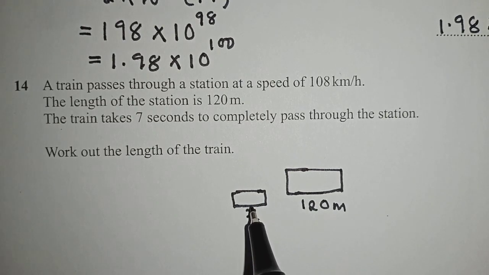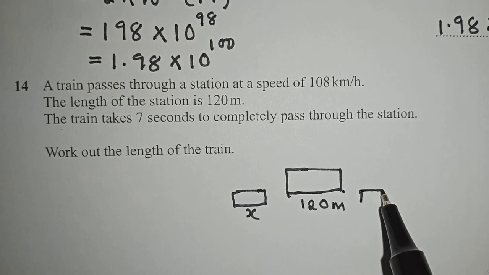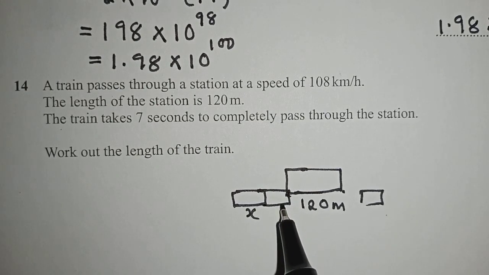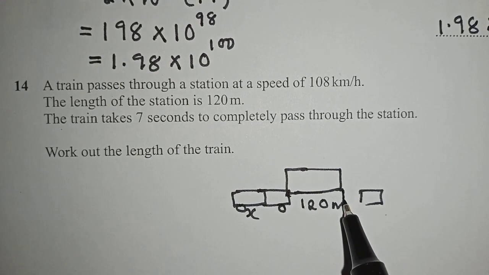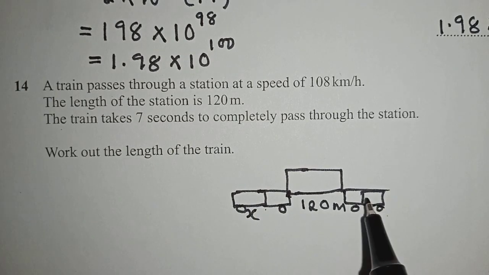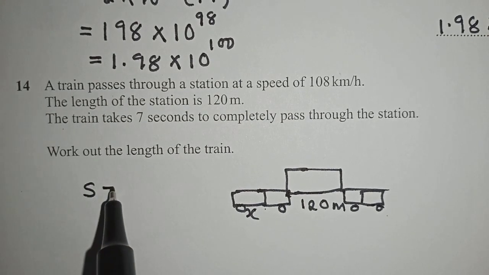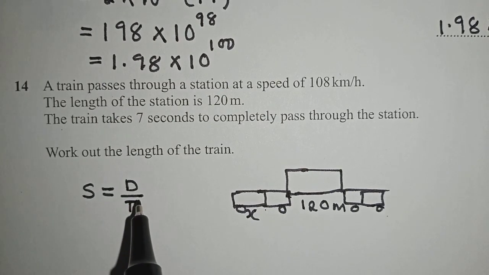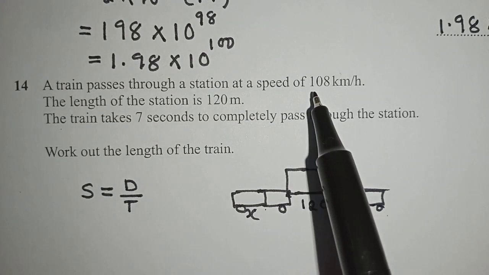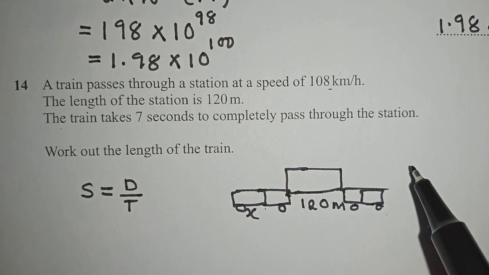So the train must cover this distance, and it goes there. So it's covering this distance, from here. Let me say this is a train, and here also this is a train. So this train will move from this point up to this point, and it's covering this distance. So what we need to do is use the formula for finding speed, which is speed equals distance over time. This is in kilometers per hour, so we need to convert the speed.